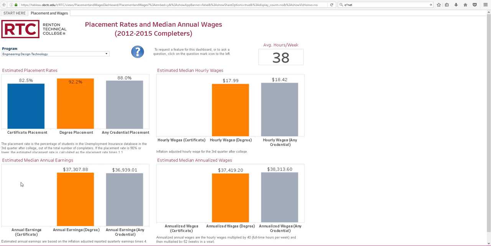Once the next batch of data is received from the state board, which will be in a few months, we'll be able to provide the 2013 to 2016 placement and wage data. Right now this is slightly outdated, but it's all that we have at the moment. Another way you can look at labor market information is the Employment Outlook dashboard, which gives you estimated wages in Washington. That's another way to look at the outcomes for each of these programs.